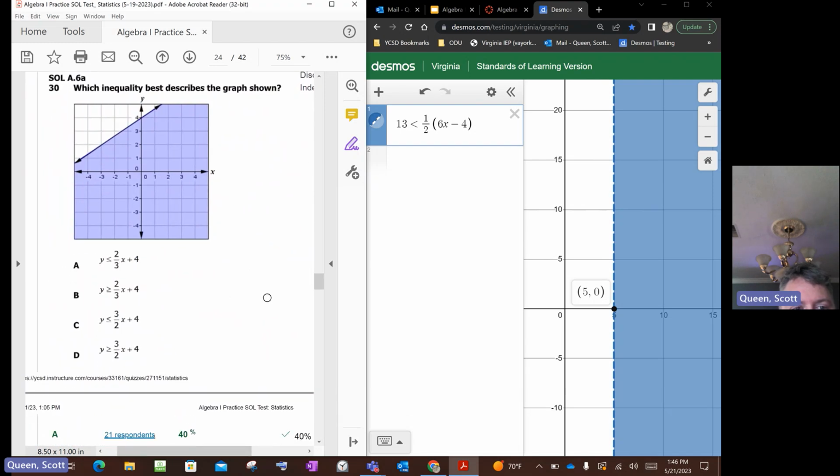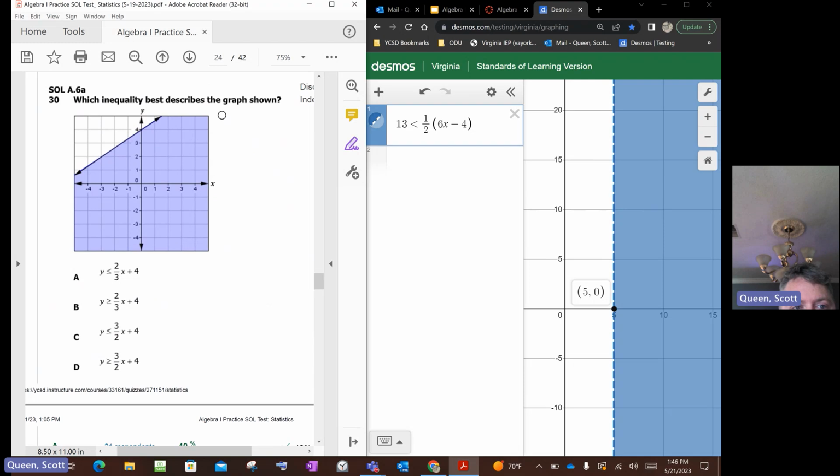Number 30, we are going fast. Which inequality best describes the graph below? Well, they gave us a graph and they gave us this. Now, I will tell you that's a solid line, and that's also shading below. So since it's less than, it's also less than or equal to, because it's solid. All of these y's are on the left, so we can use that, all right? So y is less than or equal to. I see that here. I see that here. I don't need to do these two because both of those say greater than, which means the shading would be above. So D and B are eliminated.